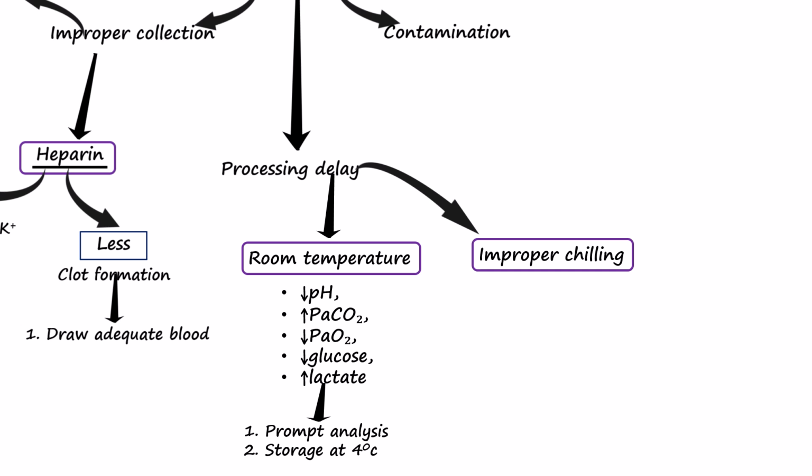Improper chilling, such as storing samples in direct contact with ice, increases gas permeability in syringes, leading to oxygen loss. This causes reduction in PaO2. So the sample should be kept upright in an ice slurry and not in direct contact with ice.